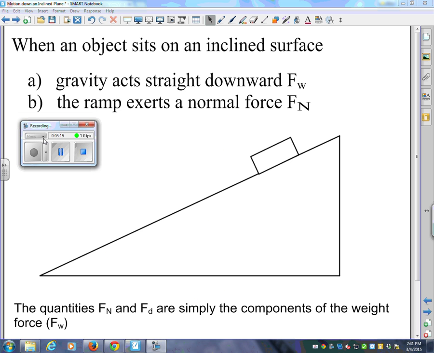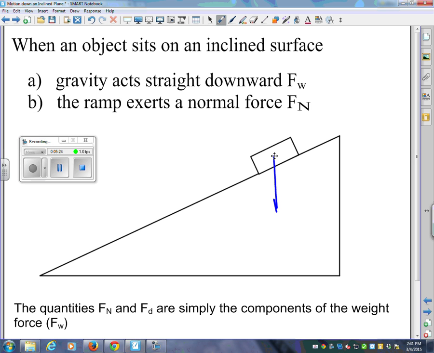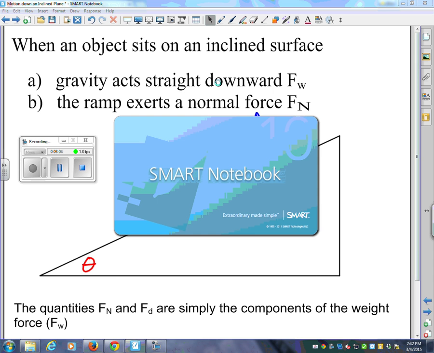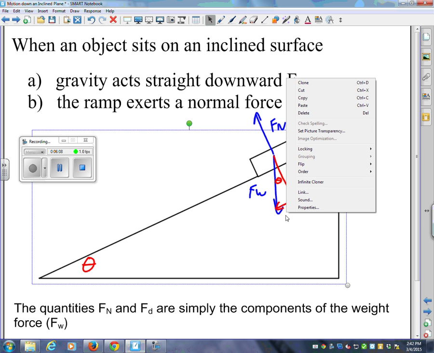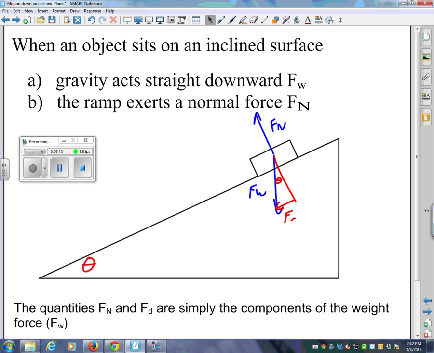So, when an object sits on an inclined plane, gravity acts straight downward, Fw. On that diagram that you already drew, there's your Fw, and the ramp exerts a normal force, Fn. So the normal force is up, off the surface, and the Fw is down. What's the angle? Same angle there, same angle there, theta and theta. So this here is Fd, the force down the plane. Now, this force here, I label Fn. I am lying. No. You're right. Let me explain.